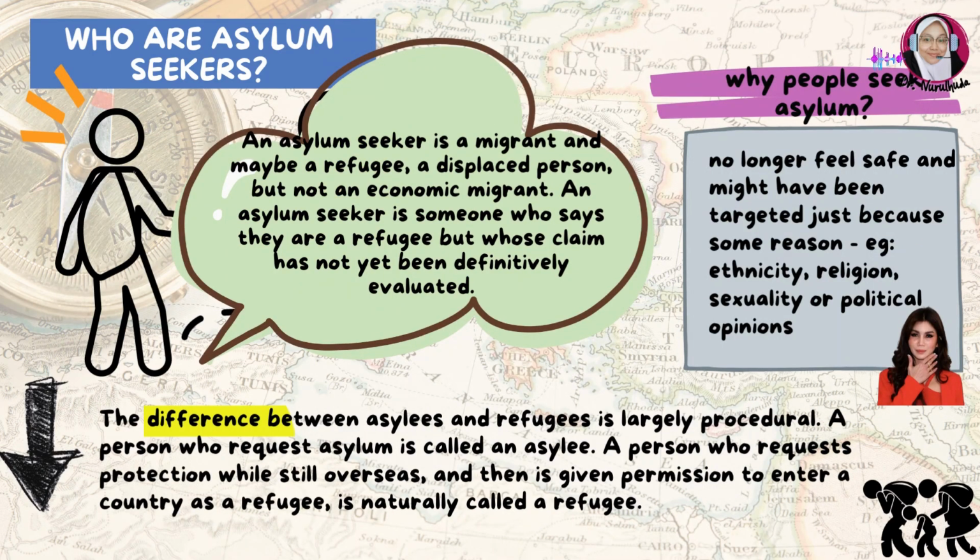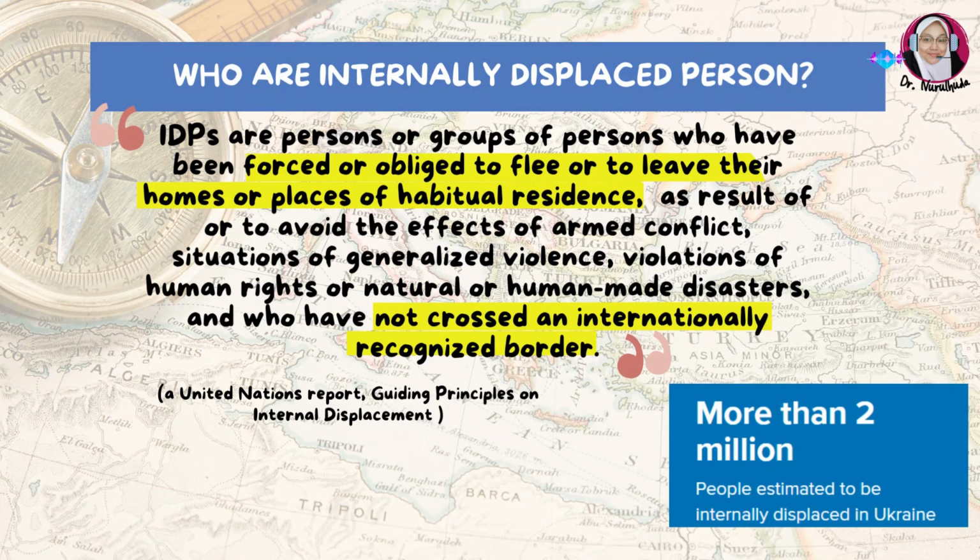So the difference between asylees and refugees is largely procedural. A person who requests asylum is called an asylee. A person who requests protection while still overseas and then is given permission to enter a country as a refugee is naturally called a refugee. So why do people seek asylum? Because they no longer feel safe and might have been targeted because of, for example, their ethnicity, religion, sexuality, or political opinions.